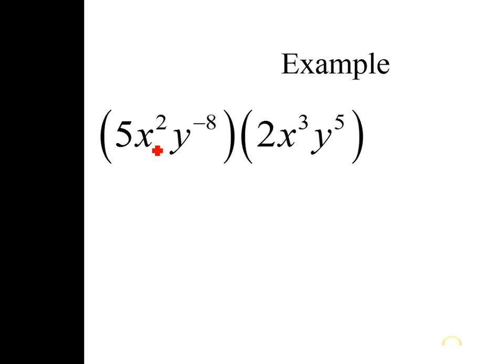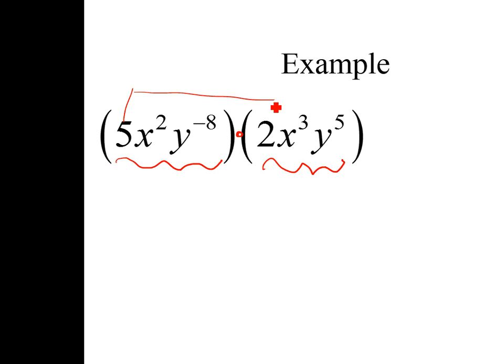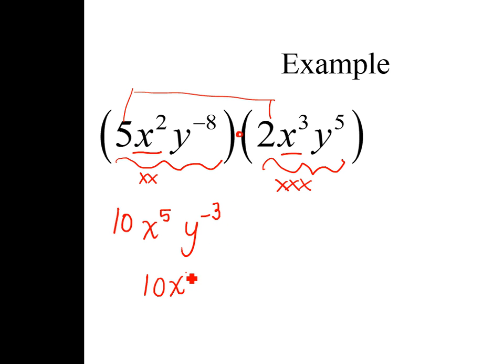Okay, let's try this one. I have this product and I have this product, and these two things are being multiplied. So what I'm going to do is take 5 times 2, which is 10. I have x to the 2nd, x to the 3rd. That means I have 2 x's over here and 3 over here for a total of 5. And then I have negative 8 y's and positive 5 y's, which would make a negative 3 y. And then I can't have a negative, so I would have 10x to the 5th over y to the positive 3.